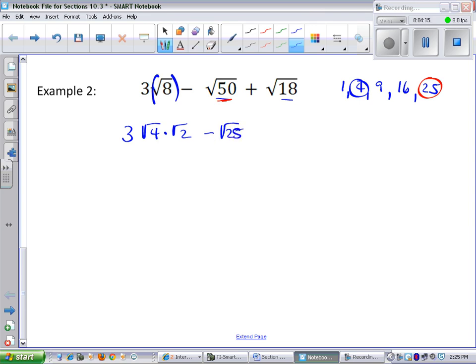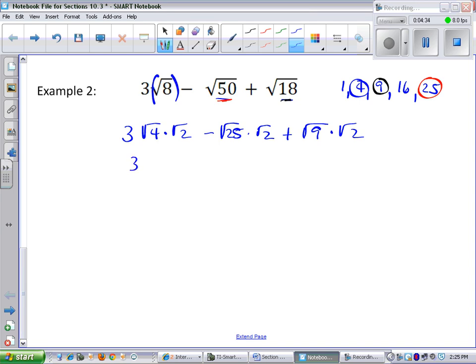so I can change the square root of 50 into the square root of 25 times the square root of 2 plus, and I want to think about what perfect square would go into 18, and that would be 9. So I can change the square root of 18 into the square root of 9 times the square root of 2. So now I'm ready to simplify.